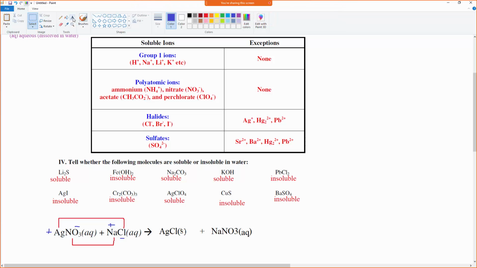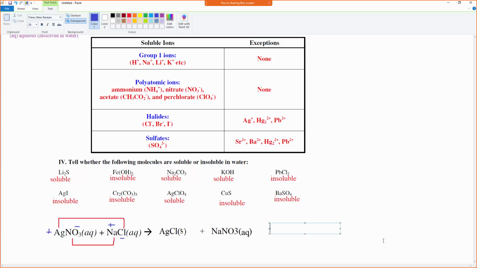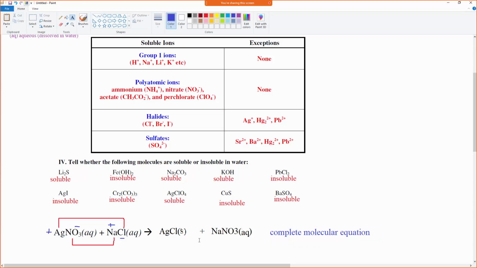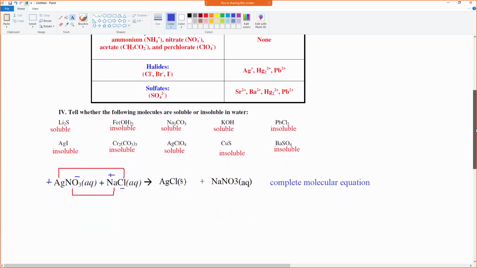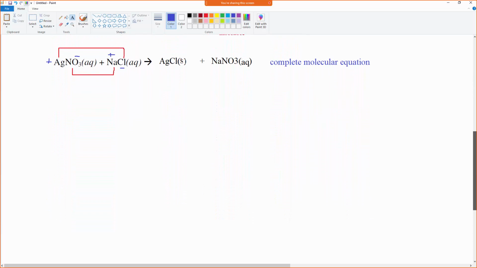Okay, this is what we call the complete molecular equation, because here I have my chemical reaction. It's given as an equation: this goes to form that. And I'm showing everything here as a complete molecule. But in solution, if I'm an ionic compound and I'm soluble, am I present as individual molecules?